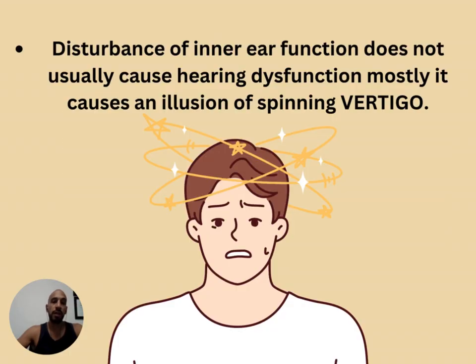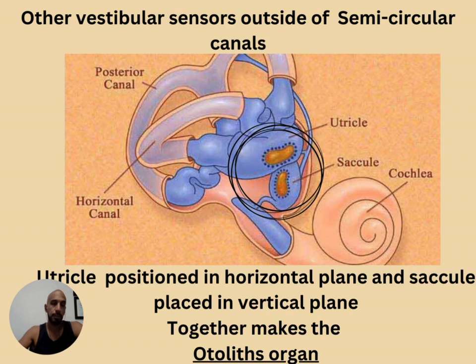Disturbance of inner ear function does not usually cause hearing dysfunction. Mostly, it causes the illusion of spinning, which is vertigo. So if there is no hearing loss or hearing difficulty or any effect to the sense of hearing, then it's most likely coming from the inner ear, which is the vestibular system. So, other sensors outside of the semicircular canals, okay?